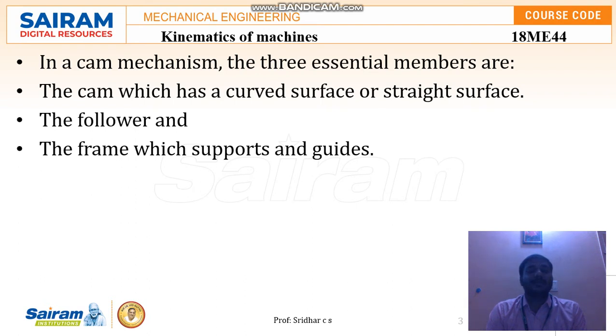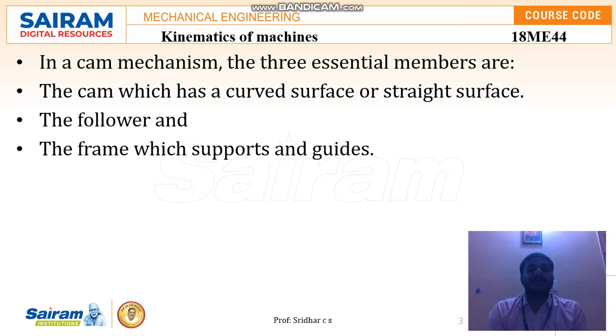And the next, the third one, is the frame which supports and guides. So these are the major three essential members. Without these three essential members, the cam cannot function or transmit any type of motion. So the first one is the surface, that is a curved surface or a straight surface.